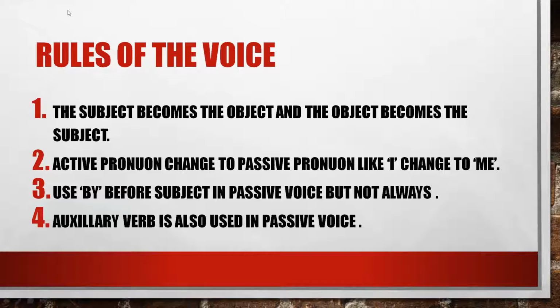Rules of the voice. Rule number 1. The subject becomes the object and the object becomes the subject. Rule number 2. Active pronoun changes to passive pronoun, like I changes to me. Rule number 3. Use by before the subject in passive voice, but not always. Rule number 4. Auxiliary verb is also used in passive voice.